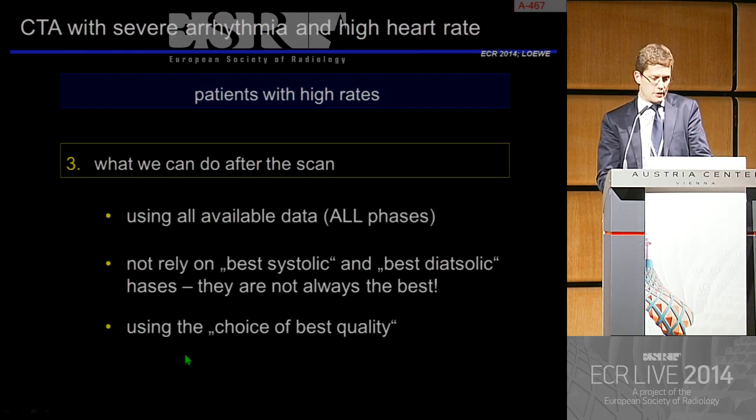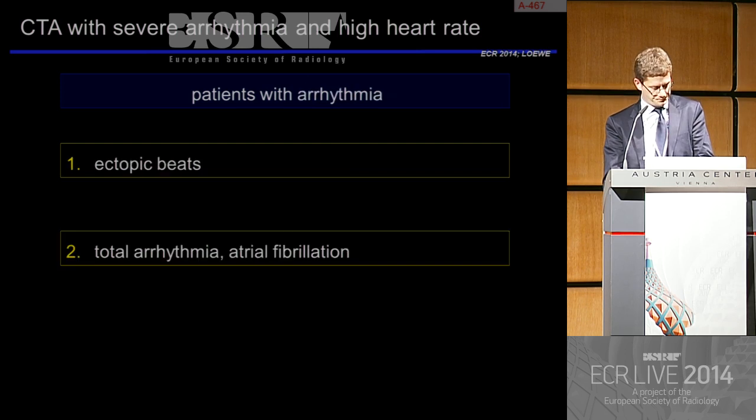Of course, if you're using the retrospective gating technique, you should use all the available data. So you should use the choice of best quality, and not always the best systole and the best diastole as provided by the scanner as the real best systole and best diastole. You should really go through all the phases to find out the phase with the lowest number of artifacts.